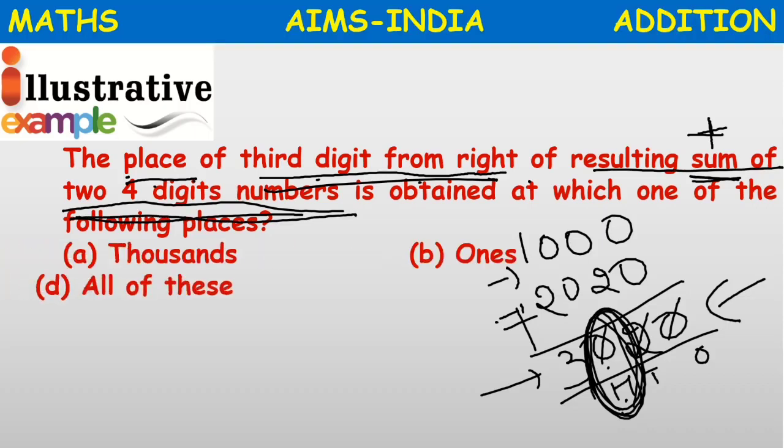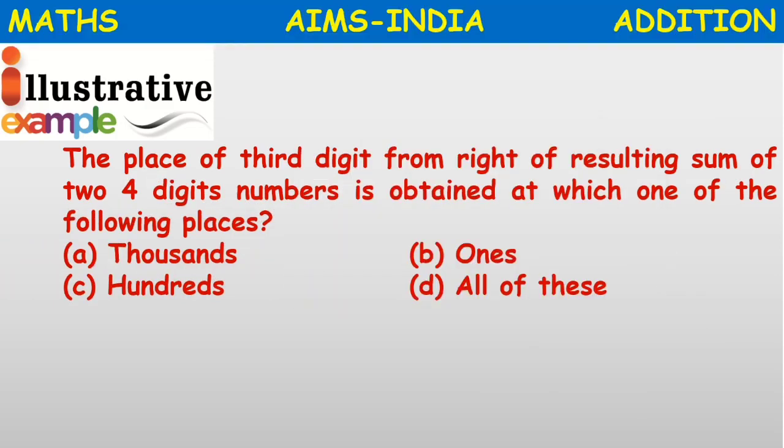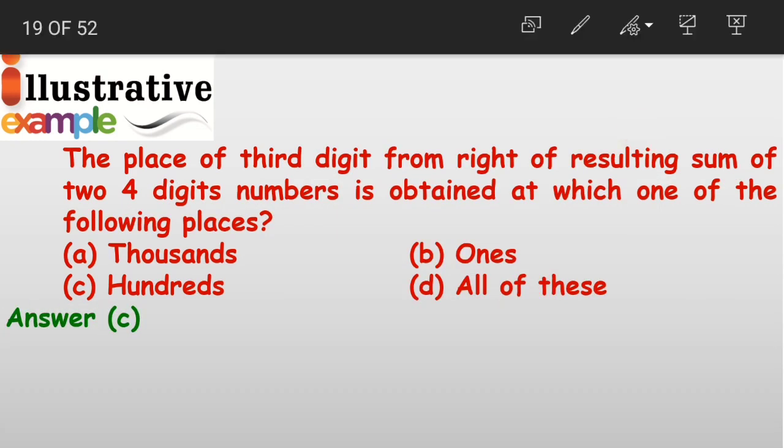Yes. The place of third digit from the right of the resulting sum of two 4-digit numbers is the hundreds place. Let us look at the options. Option A, thousands. Option B, ones. Option C, hundreds, and option D, all of these. Now, which is the correct answer here?